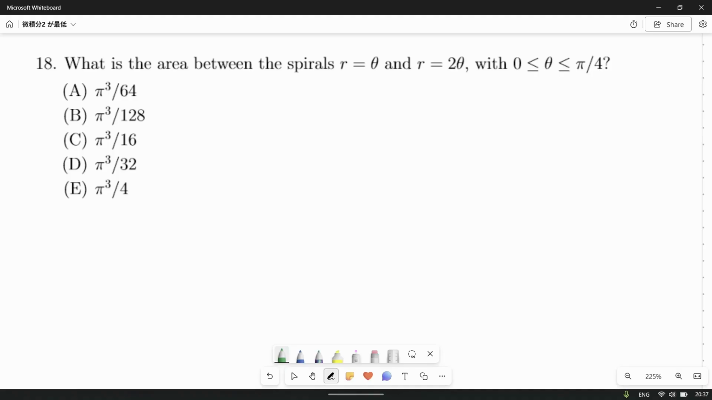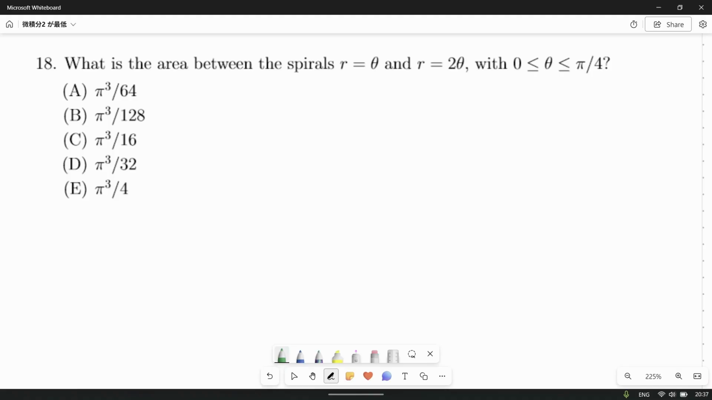Alright, so what is the area between the spirals of r is equal to theta and r is equal to 2 theta, with theta ranging from 0 to pi over 4? Like the question says, it's just going to be dealing with finding the area of a curve, except it's going to be in polar coordinates instead of Cartesian coordinates. That's because the values are going to be r and theta rather than x and y. And it also tells us that the curves are going to be spirals.